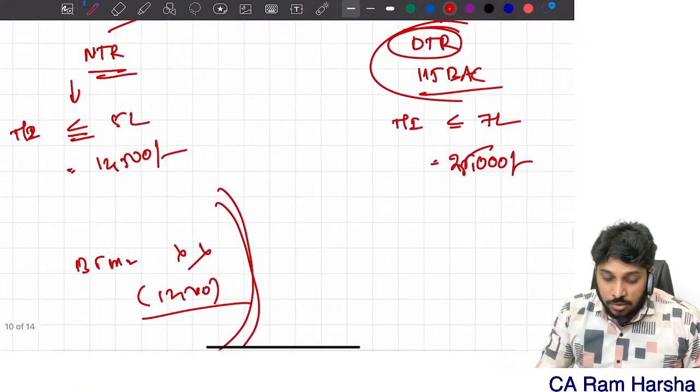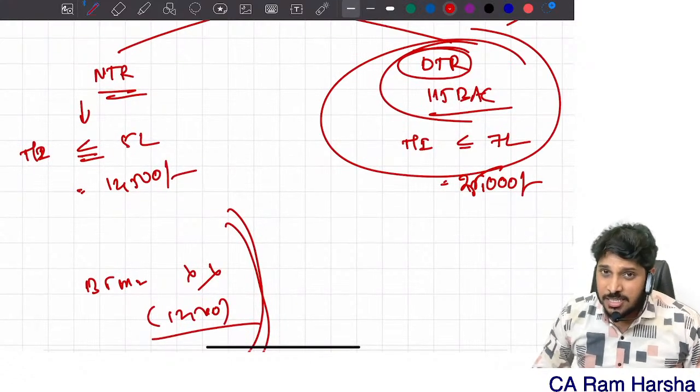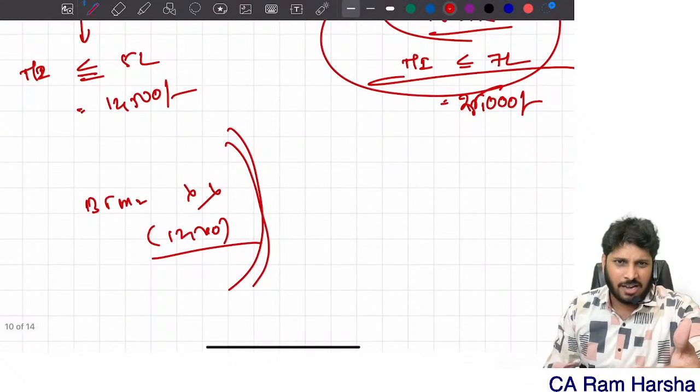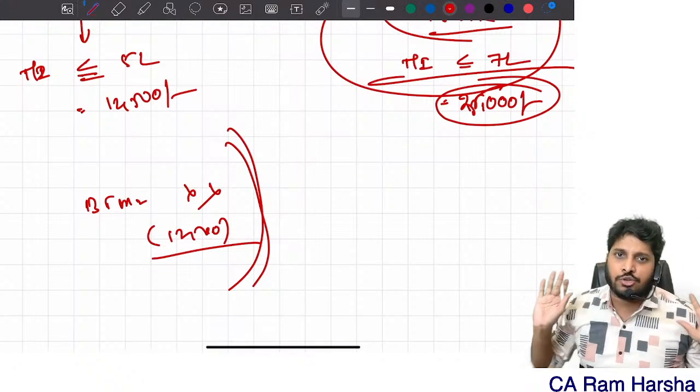So compute it. This is the rebate under the optional tax regime, 87A. What about the default tax regime, 115BAC? If the total income does not exceed 7 lakh, up to 25,000 you can straight away reduce. Simple logic.